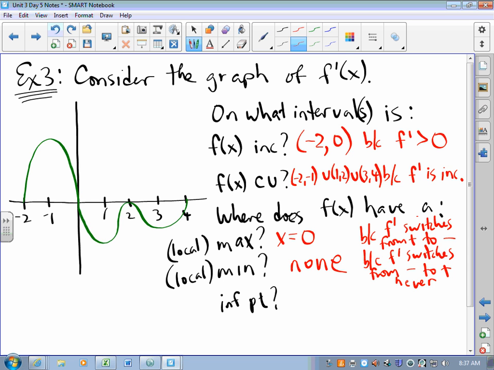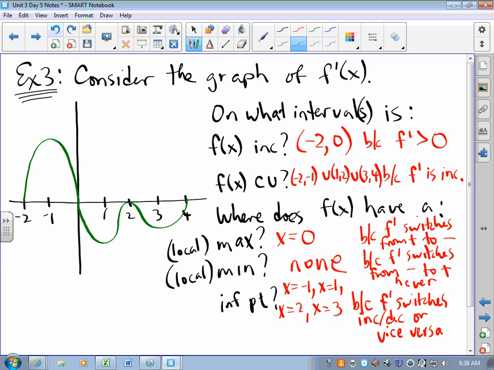And then inflection points happen where f prime switches from increasing to decreasing or vice versa. And that happens at -1, 1, 2, and 3. Those are the places where f prime changes from increasing to decreasing or decreasing to increasing.